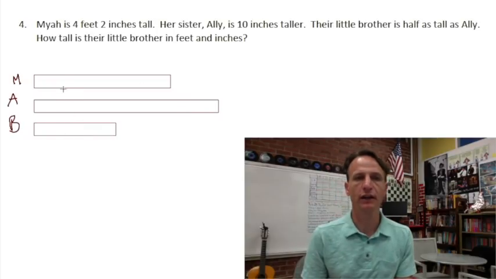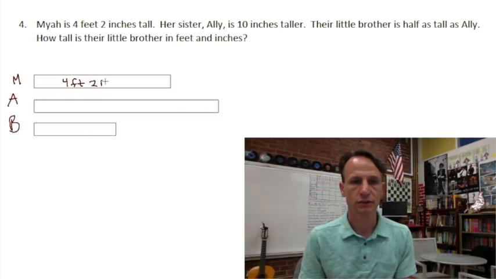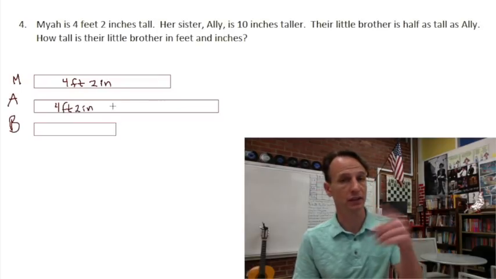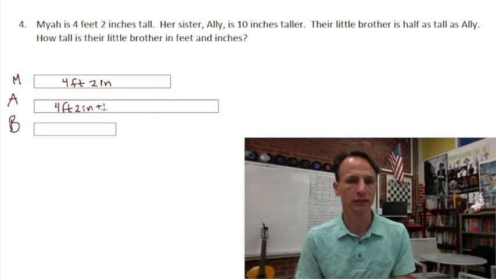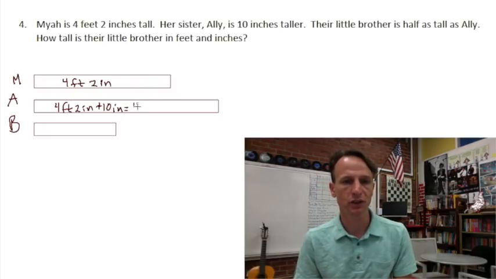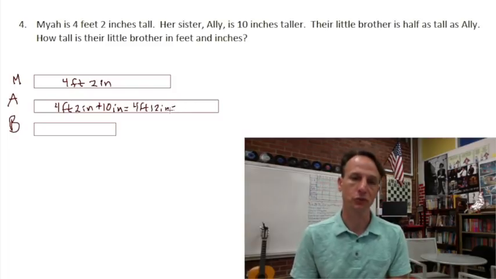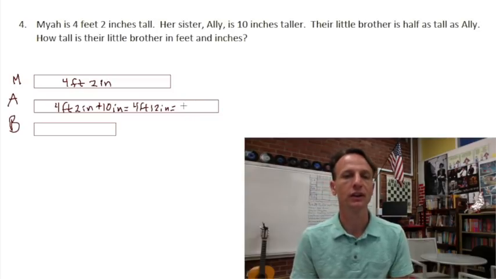All right, so let's write these values in here. This is 4 feet 2 inches. Allie is 4 feet 2 inches, but 10 inches taller, right? So it's going to be plus 10 inches. Well, as we did in the last one, let's go ahead and do the math now so we don't have to do it later. That would give us 4 feet 12 inches, and we know that 12 inches is equal to 1 foot. So 4 feet and 1 foot together is, she's exactly 5 feet tall.